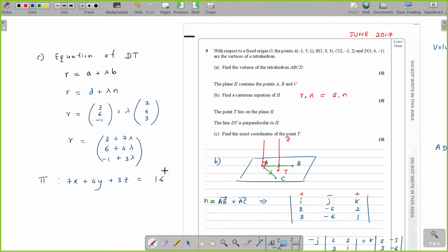Guys, now I want to solve these two simultaneously, the line and the plane. All you have to do is replace x with 3 plus 7 lambda, replace y with 6 plus 4 lambda, and replace z with minus 1 plus 3 lambda. Do you get it? It's quite simple. That's it.